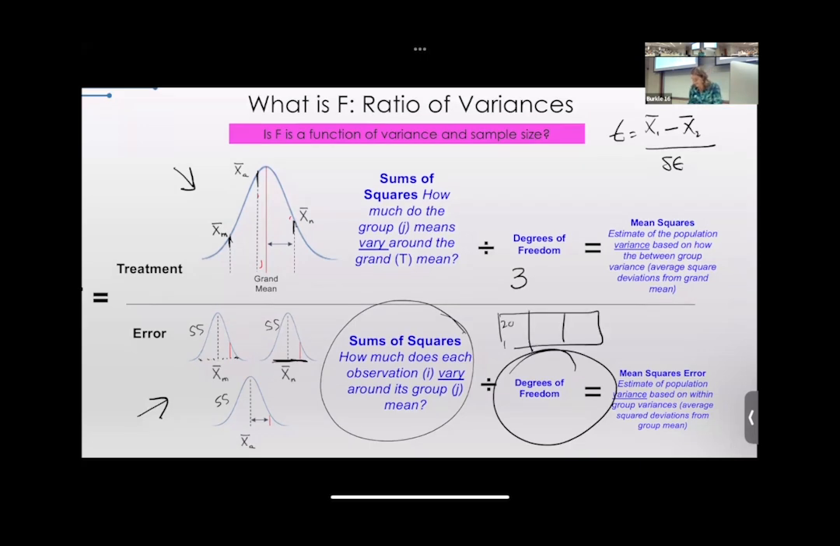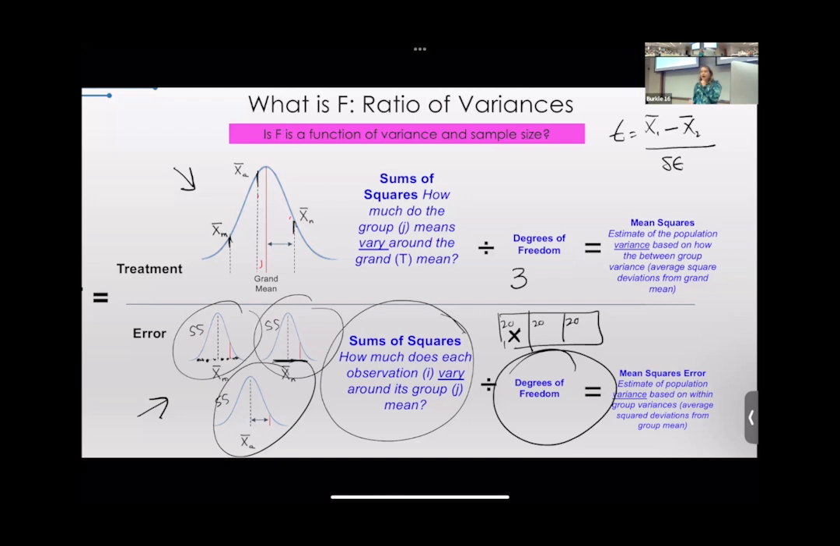So if you have 20 people in each group, remember, you're calculating 3 different sums of squares. Just in this group here, how many pieces of information do you have? 20. You have 20 scores. And then how many things are you estimating? 1 group mean here. So how many can vary just in this one distribution? 19. Now let's go to the next one.